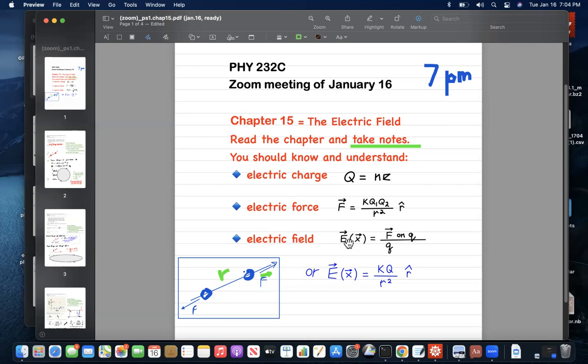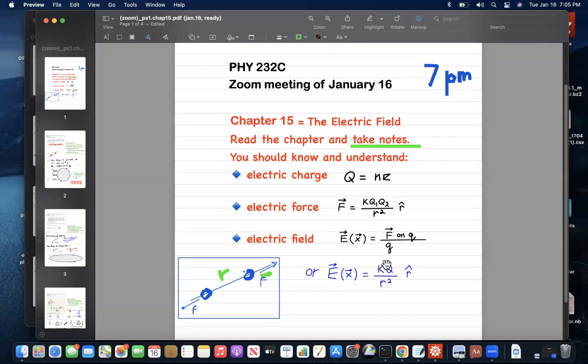The definition of the electric field at some point x is the force on a test charge divided by the value of the test charge. So Q here would be some number of coulombs. F would be a force in newtons, and you divide by the number of coulombs of the test charge. So you see the unit of electric field: it's force over charge. It's newtons per coulomb.